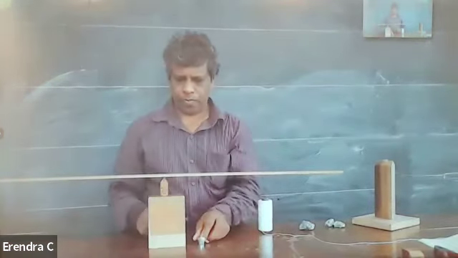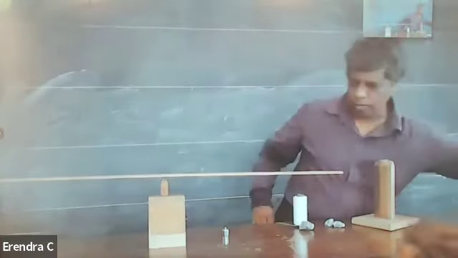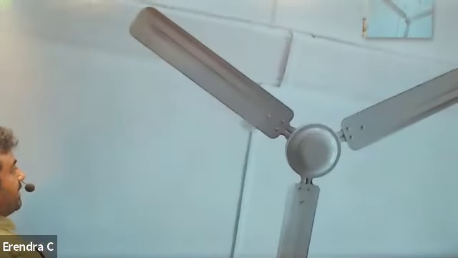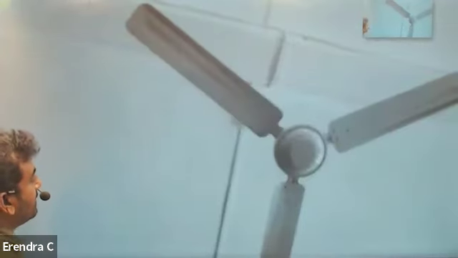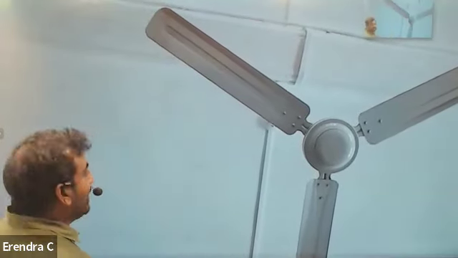Now this point is important. This point should be noted, because every time you take the measurements, you should keep the knife edge at the same point. Why are you keeping it at the same point? I think the camera went to the roof. Don't worry much, the fan has nothing to do with this practical. Okay, back again.